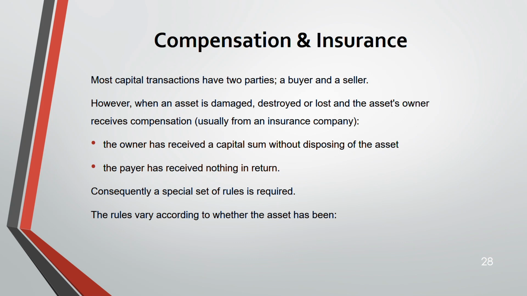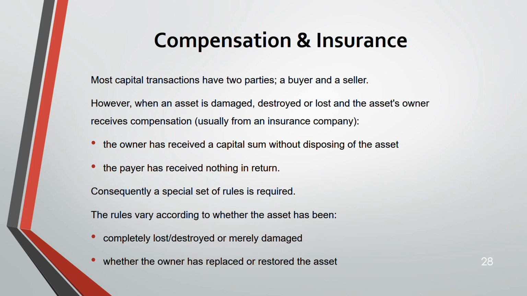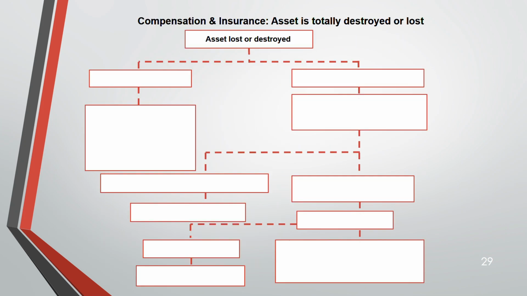This will vary according to whether the asset has been completely lost, destroyed or damaged, or whether the proceeds you have received from insurance you have used to replace the asset with another asset. Now, this is the chart. First, there are two parts. One part discusses when the asset is lost or destroyed. The other section covers when the asset is damaged, but not lost or destroyed.